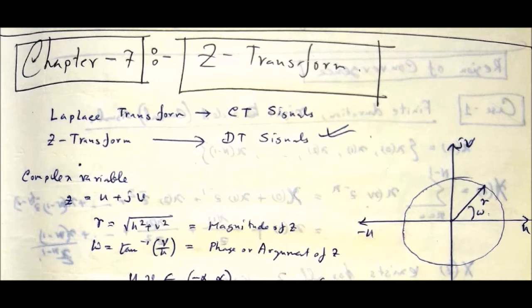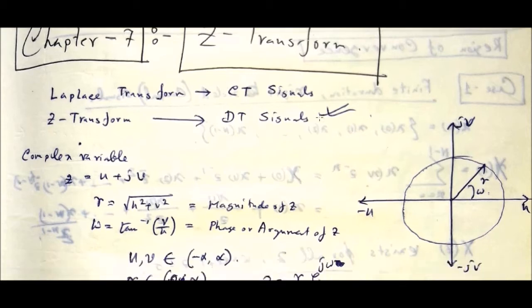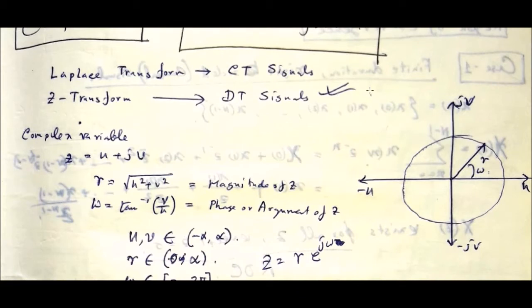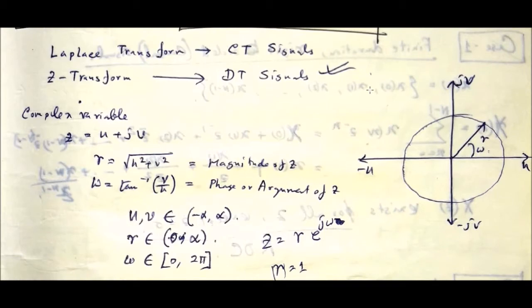Hello students, today's topic is the Z transform. Now, in case of continuous time signals, the transformation method was the Laplace transformation, and there was another special transformation method, the Fourier transformation. In case of discrete time signals, the most popular as well as easiest way of transformation is the Z transform. In the Z transform, we transform the time domain signal to the Z domain. What is Z? Z is nothing but a complex variable.